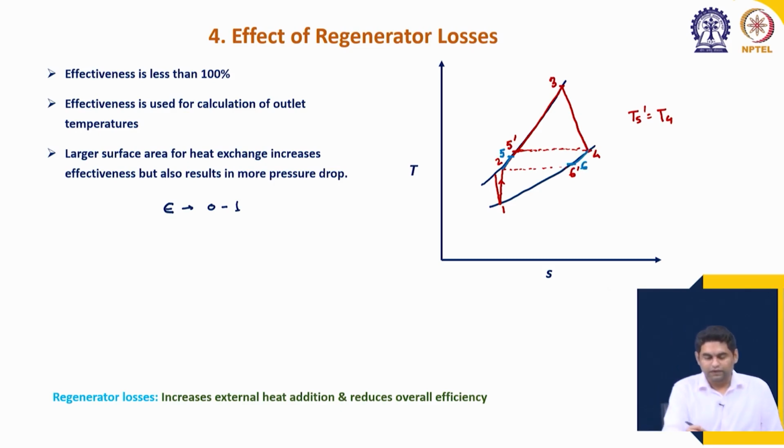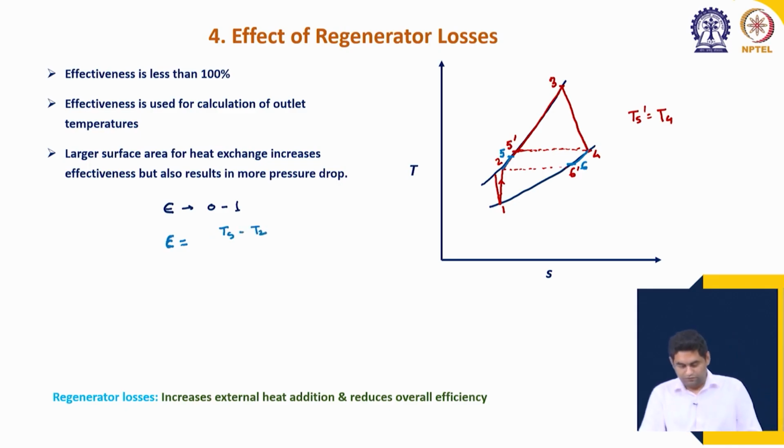Okay. So, we have defined this effectiveness as (T5 minus T2) by (T5 dash minus T2), which is equal to (T4 minus T2) by (T5 dash minus T2), and we had discussed previously that for typical cases this may have a value of around 0.9, okay, around 90% effectiveness.